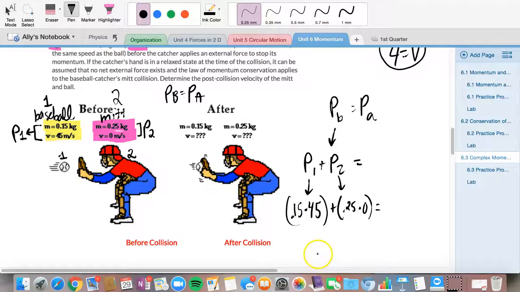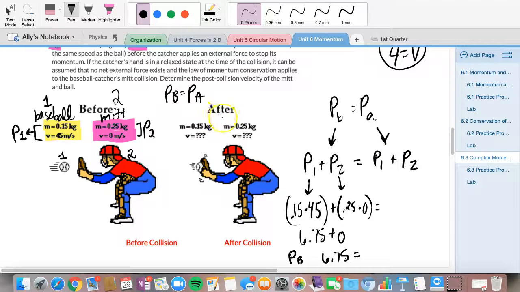What does this come out to? Well, 0.15 times 45 is 6.75 plus 0. So I get 6.75. That's my momentum before. It should equal my momentum after. So the momentum after is found by finding the momentum of object 1 and the momentum of object 2 after.